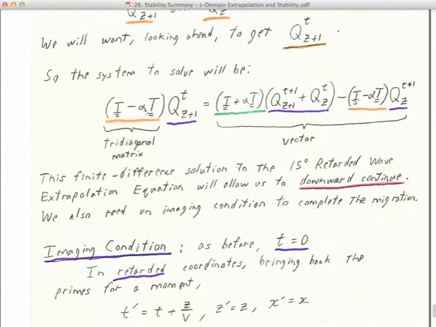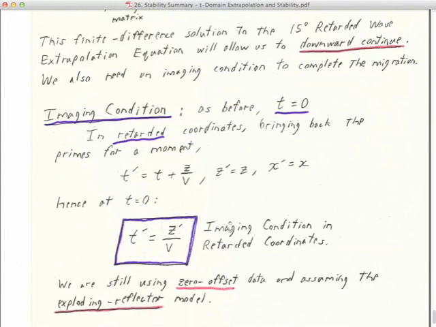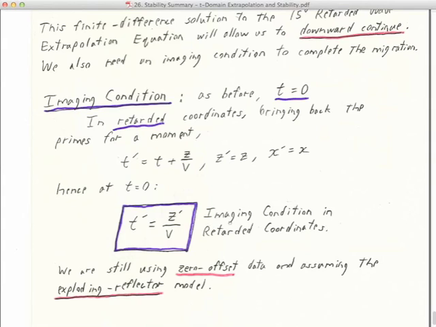Here we have a tridiagonal matrix, right? We know all about that. And our tries.c, all these coefficients are all real. So rtries.java will solve for at every x q at t and z plus 1, thus advancing the calculation. So this is a complete physical domain finite difference solution to the 15 degree retarded wave extrapolation equation. It's going to allow us to downward continue. And so to complete the migration, to complete the imaging, what else do we need? We need an imaging condition.